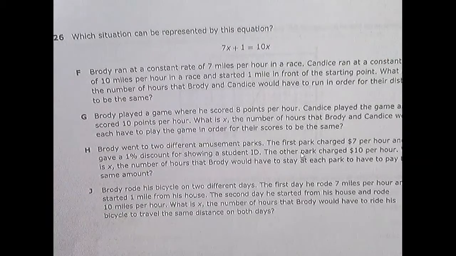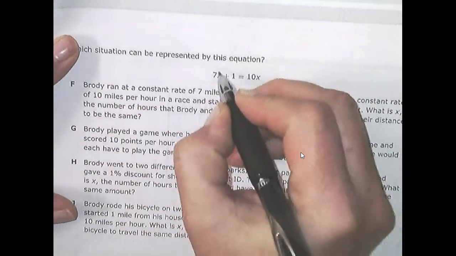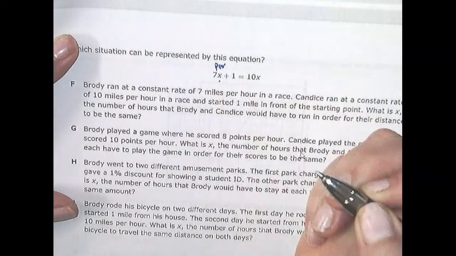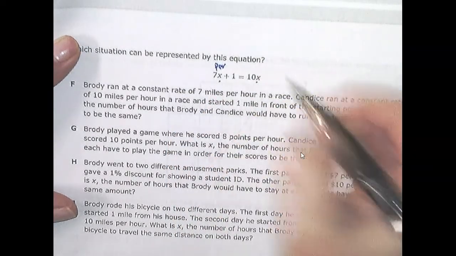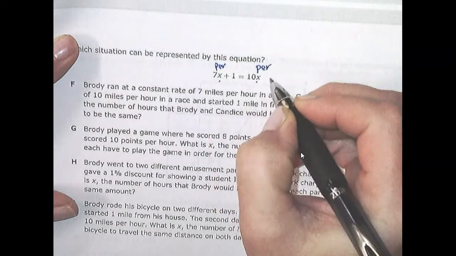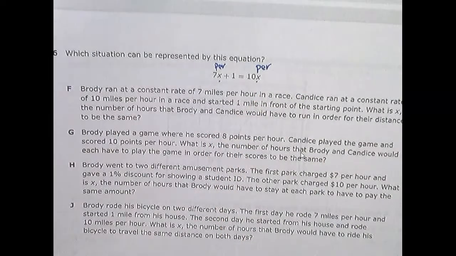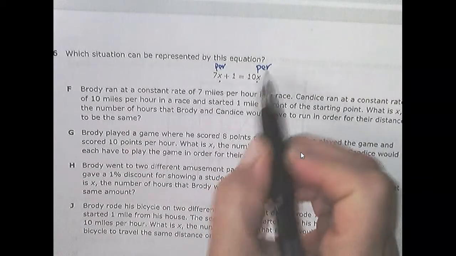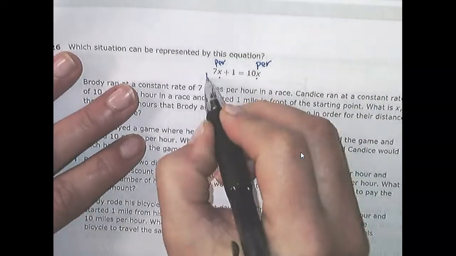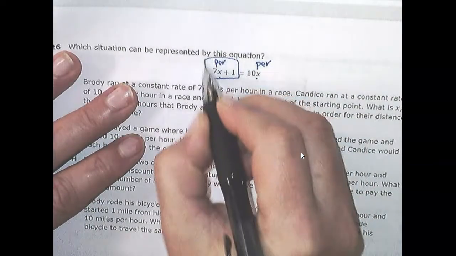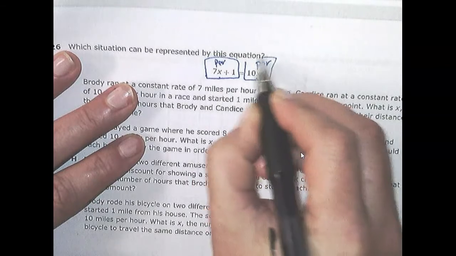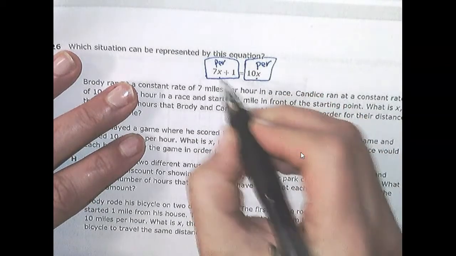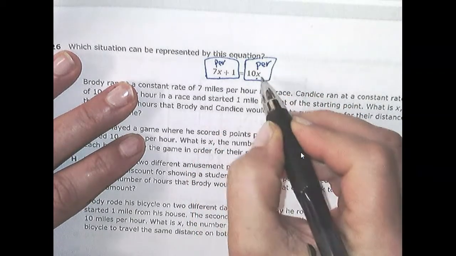Situations. Now, I kind of like these. For those who are going, that's a lot of reading. It is, but I'm a good skimmer, so let's read. Do you see that X right there? Doesn't that mean per? So the 7 and the per need to be together, and the 10 and the per need to be together. And this is somebody, and this is somebody else. And this one has +1, and this one doesn't.